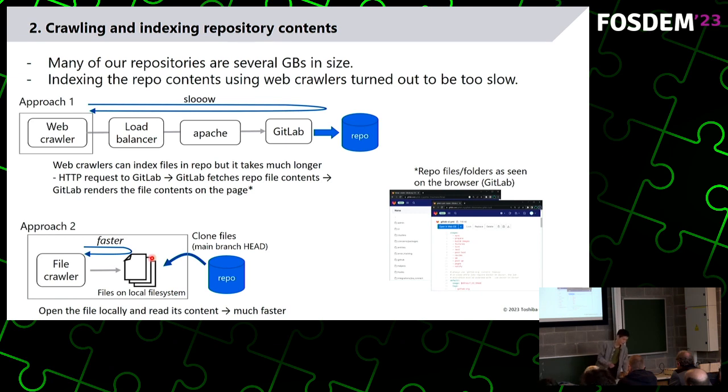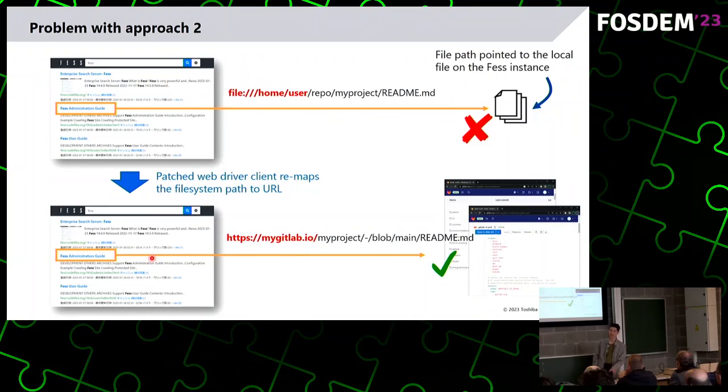Now, this more or less solved the problem of speed. But one problem is that since everything is done locally, when the search indices are stored, the paths are file system paths. So we had to remap these to the URL so that later, when the user clicks a link, it takes the user to the repository file page on GitLab.